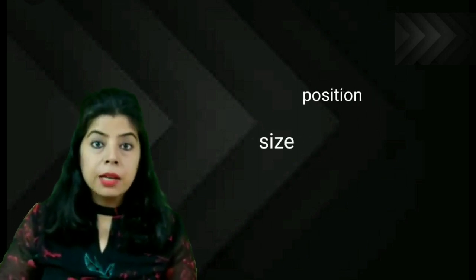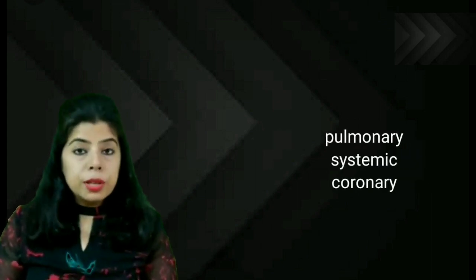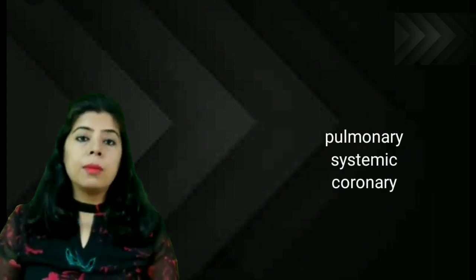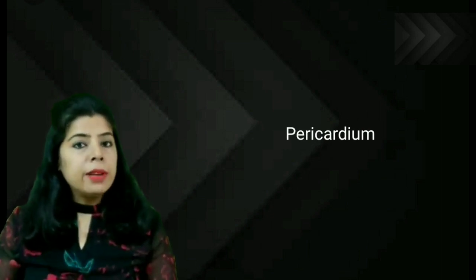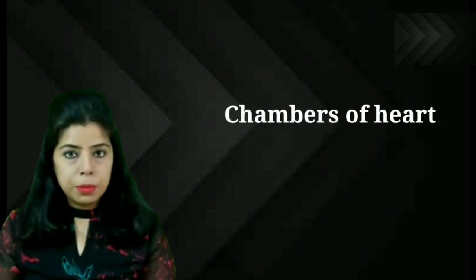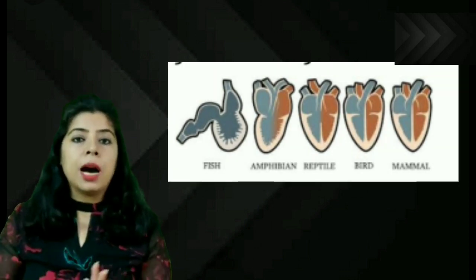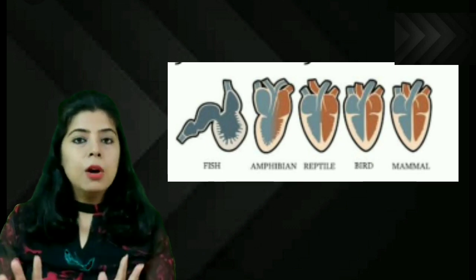So after completing the position of the heart, the size of the heart, the three kinds of circulation the heart is involved in, the pulmonary, systemic and coronary circulation, and also after talking about the pericardium, the outermost protective covering of the heart, now I will take up the chambers of the heart. As we know, our heart is four-chambered. How it has evolved, that also we discussed in the last video. From two chambers in fishes, we have evolved and reached up to a four-chambered heart in human beings. All the birds and mammals have the four-chambered heart.